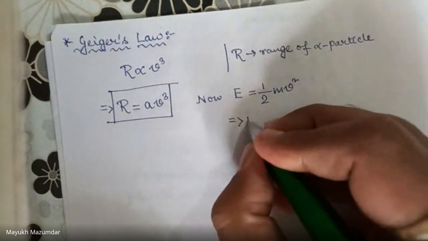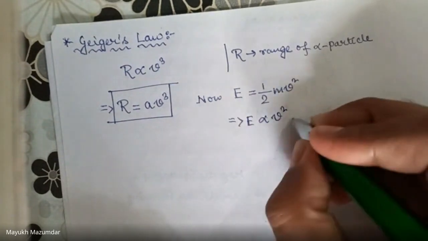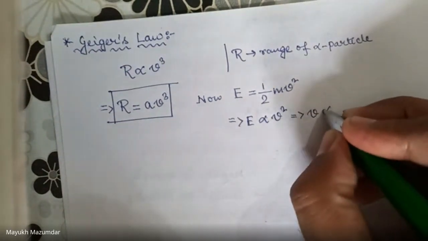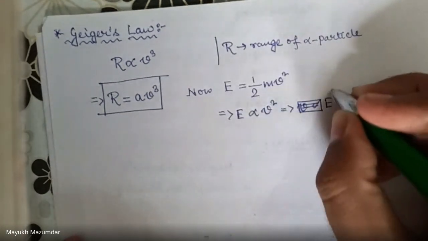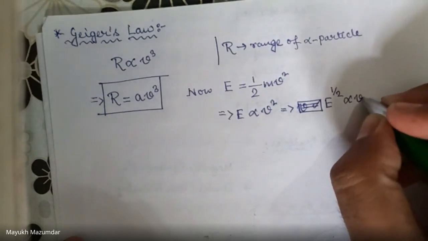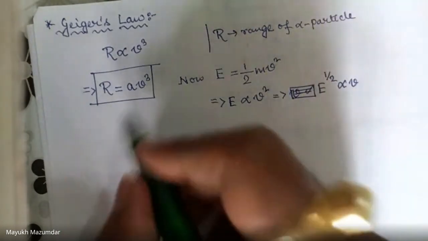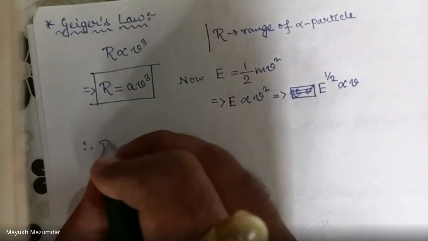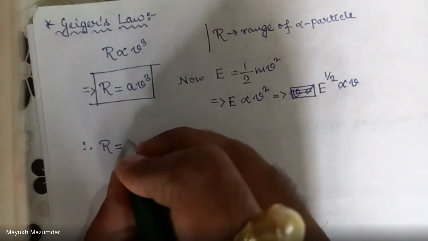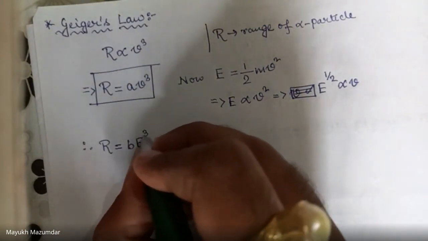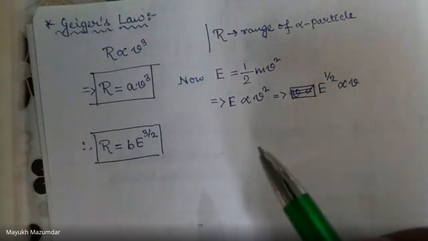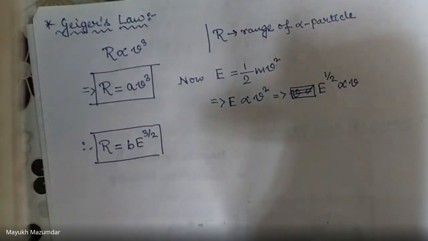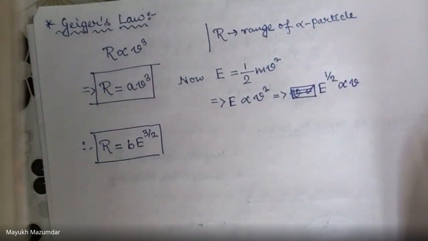That is, we can say that energy is proportional to the square of velocity. Hence, the square root of energy is proportional to the velocity. If we insert these here, we get the range in terms of energy as R = B E to the power 3/2. The constant B should change due to inserting these things. So these two are the expressions of Geiger's law.